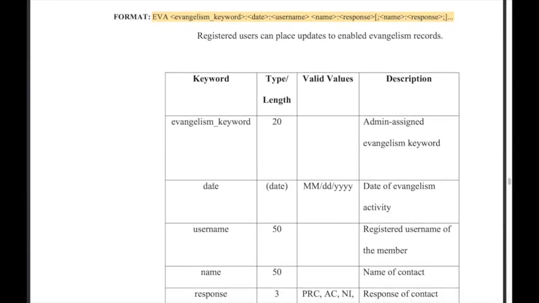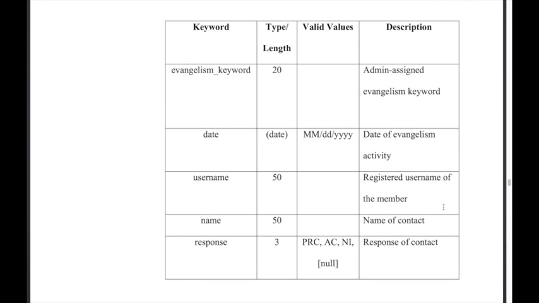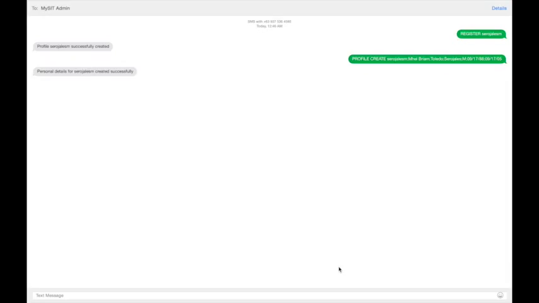Okay, next is the date when that evangelistic activity took place, the username, the registered username of the member, and then name is the name of the contact, and then the response. So these are the only valid values that will be accepted: ERC, AC, and NI, or you can just leave it blank if you're not sure. Okay, so let's try and send an evangelism record update.